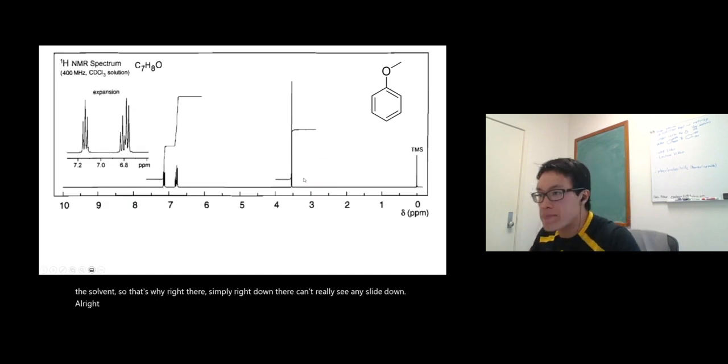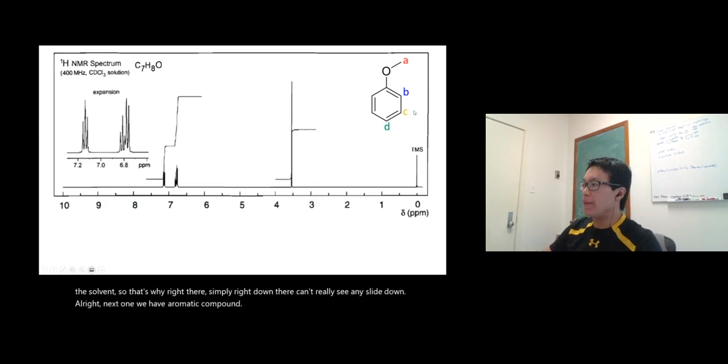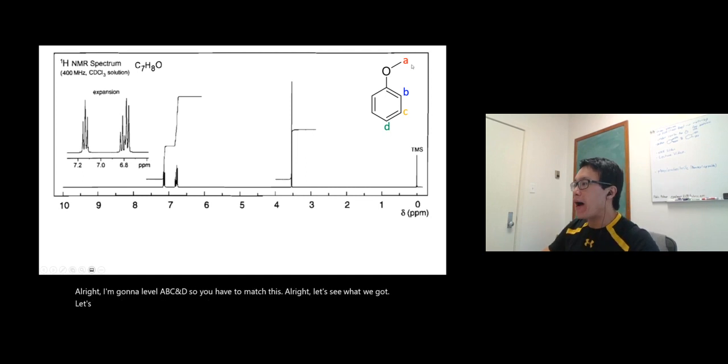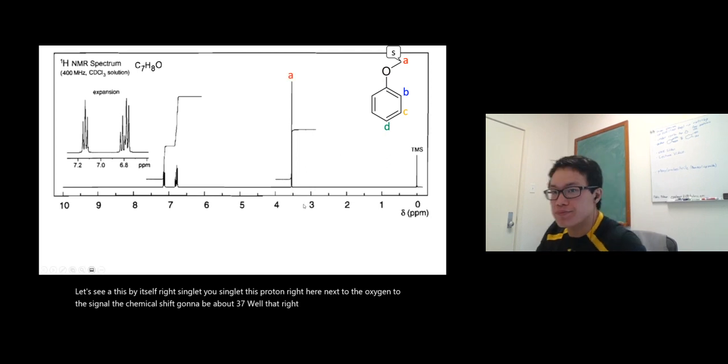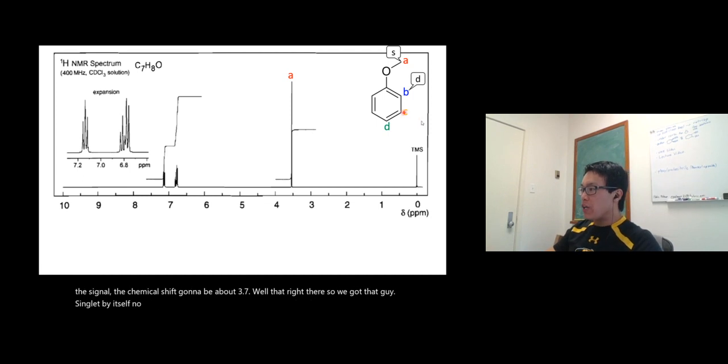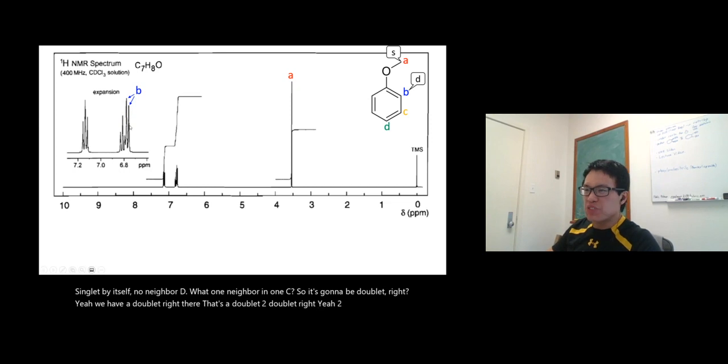All right. Next one, we have an aromatic compound. I'm going to label A, B, C, and D, so you have to match these. Let's see what we got. A, this by itself, right? Singlet. This proton right here next to the oxygen, so the chemical shift is going to be about 3.7. So we got that one. Singlet by itself, no neighbor. D has one neighbor on C, so it's going to be a doublet. We have a doublet right there, two peaks, that doublet.